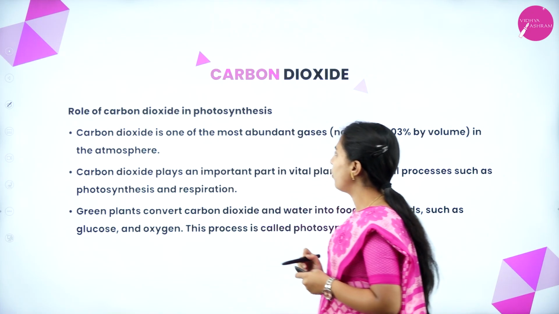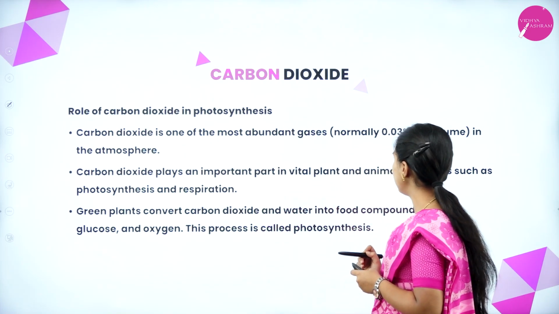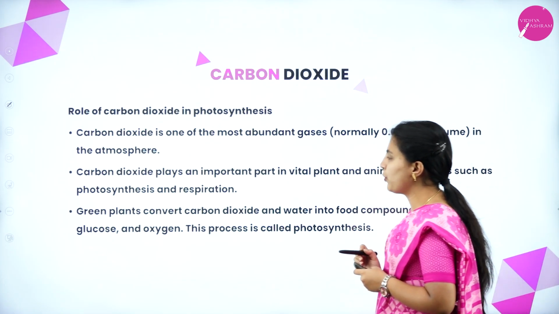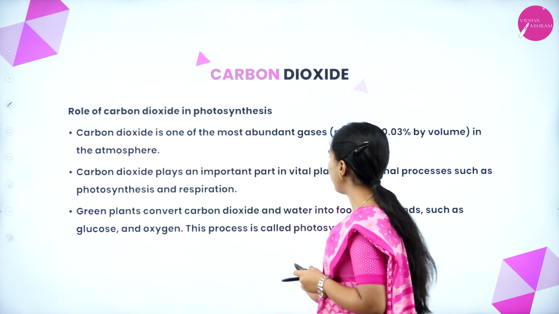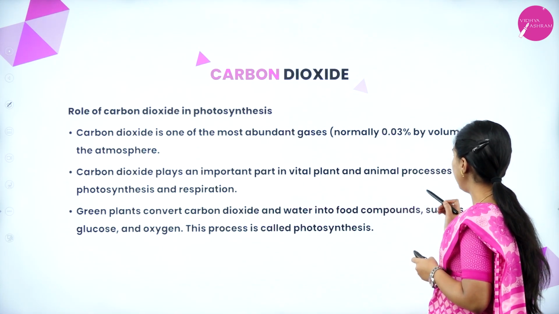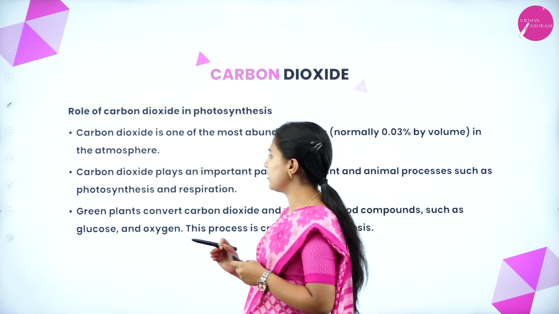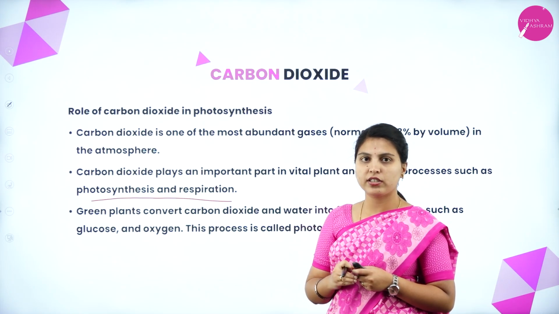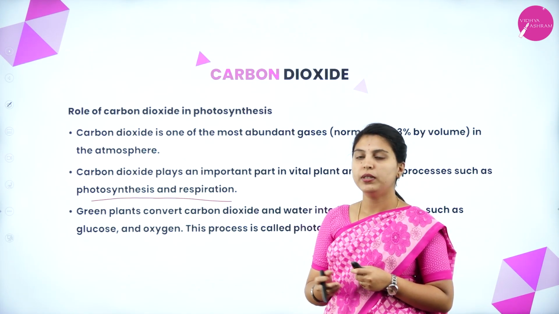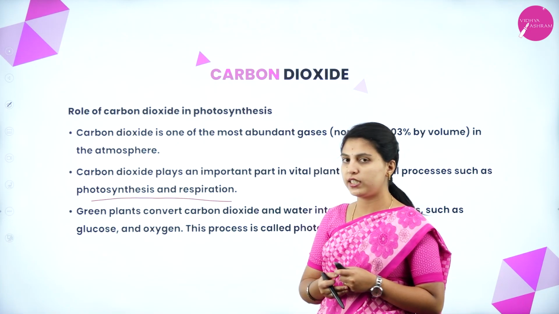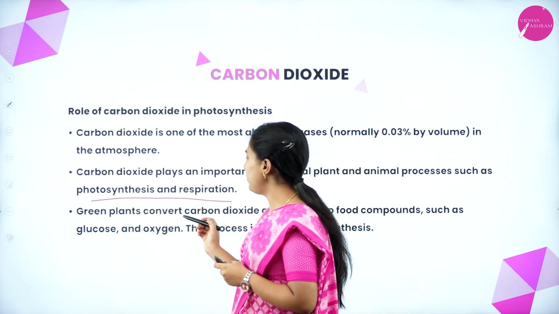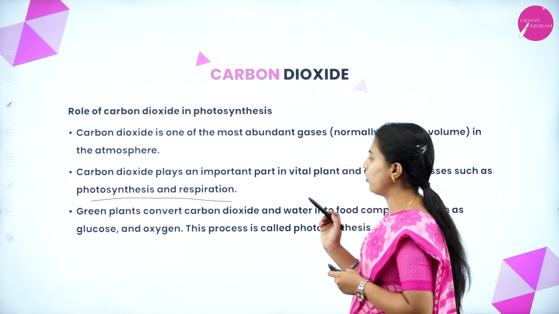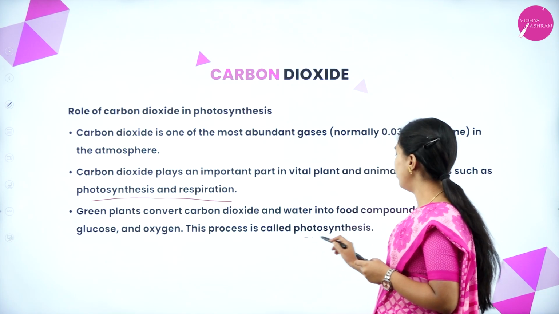Carbon dioxide is one of the most abundant gases, normally 0.03% by volume in the atmosphere. Carbon dioxide plays an important part in vital plant and animal processes such as photosynthesis and respiration. We know that photosynthesis needs carbon dioxide, by which glucose will form, and respiration also requires carbon dioxide. Green plants convert carbon dioxide and water into food compounds such as glucose and oxygen. This process is called photosynthesis.